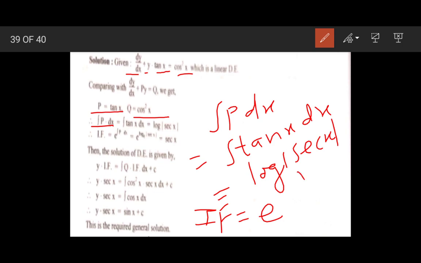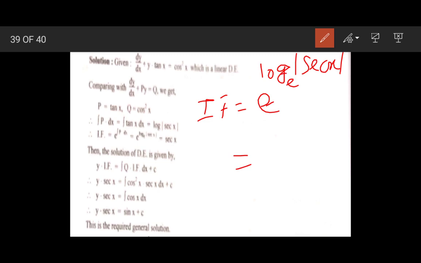Then we use the integrating factor formula. The integrating factor is e raised to the integral of p dx, so e raised to log sec x. Since the base of log is also e, e and log will cancel out, so that is equal to only sec x. So the integrating factor is only sec x.